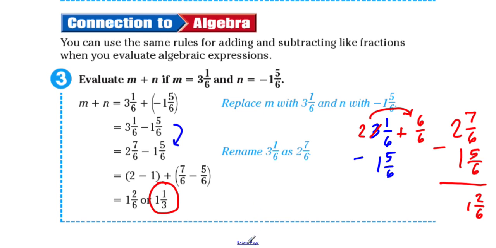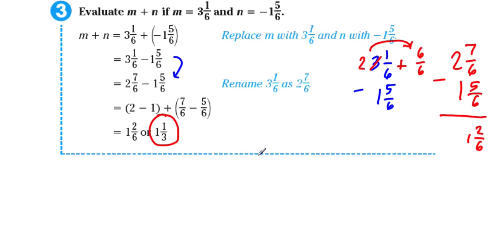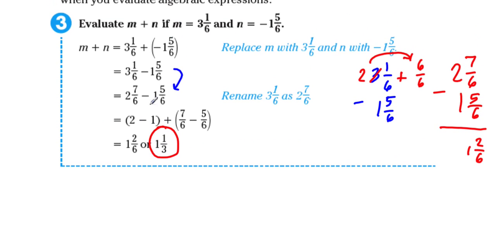Okay, another way to solve this, I'll show you right now, is that you can just convert both of them into improper fractions. So if you convert both of them into improper fractions, let me pull that thing and bring it over here. So 3 and 1/6 as an improper fraction is 19 over 6, plus negative 1 and 5/6 as an improper fraction is negative.